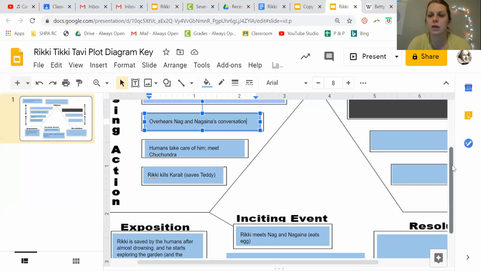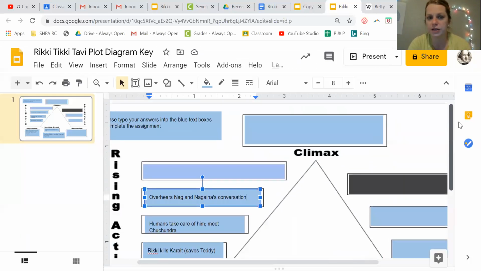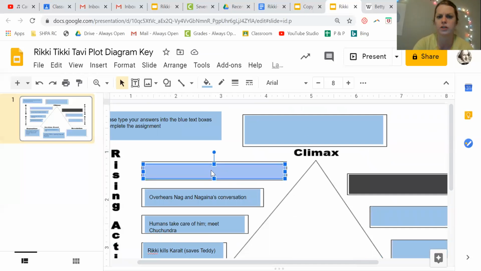So this part is where you might have a slightly different answer. I know we don't have a fourth one, but I think it's important for us to distinguish between the climax and what happens right before it. So you could say the climax, the most exciting part, the turning point, is where Rikki kills Nag.